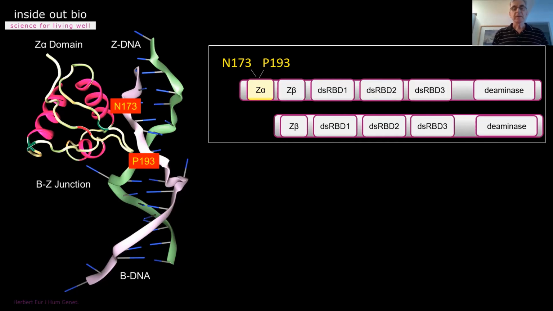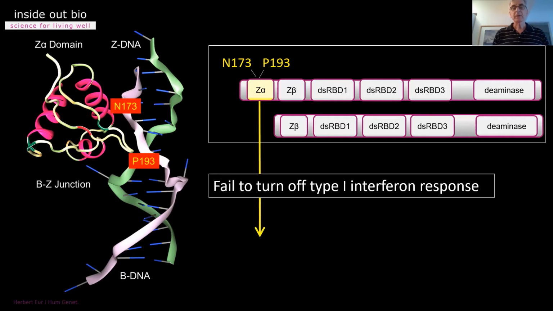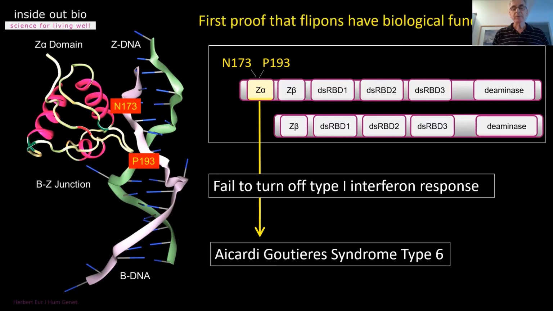So how were we able to identify that Z-DNA is an active element of the genome and has biological functions? We did so by studying two conserved residues in Z-alpha that are key to binding to Z-DNA, an asparagine 173 and a proline 193. We found that variants in these two residues failed to turn off type 1 interferon responses and resulted in a disease called Aicardi-Goutieres syndrome type 6.